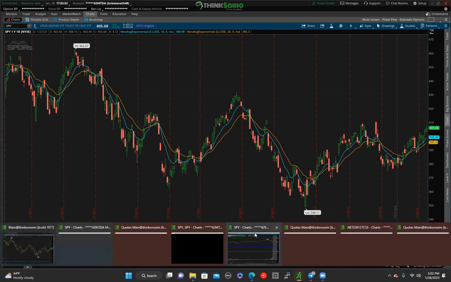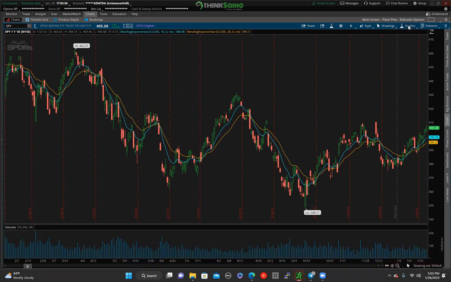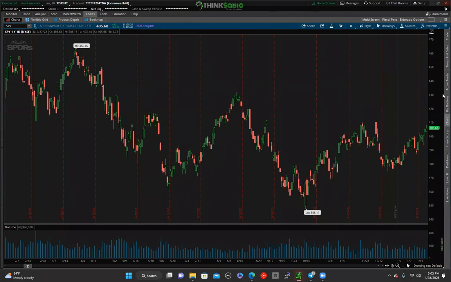You can close everything. You can close all these. Just keep the main one. And then you can go to studies. If you have any studies, just hit remove studies, all studies. It will remove everything. And you should have a plain, clean chart here.